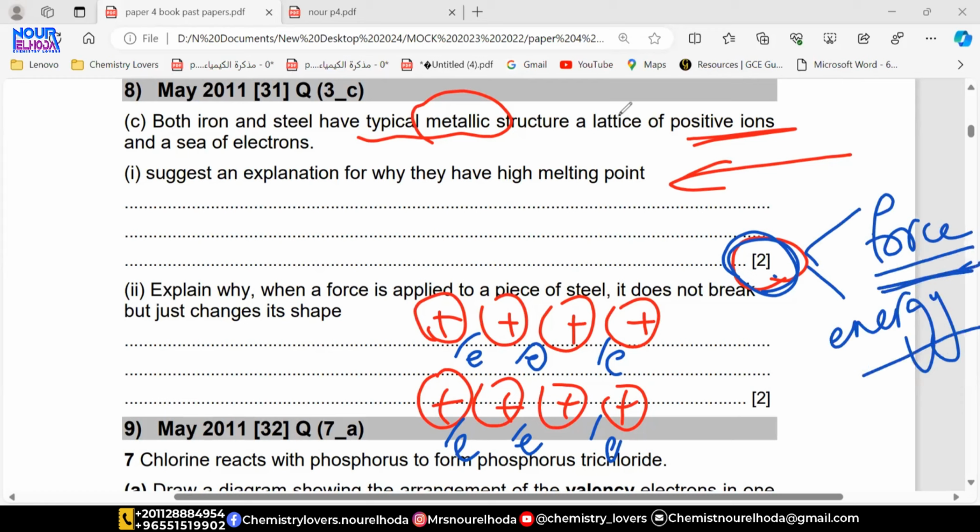But when you talk about the force, don't just say force. You need to say force of attraction. You need to say between what? Is it between positive ion and negative ion, or between positive ions and electrons? You need to say it as a full sentence. Since it's a positive ion, it's between positive ions and a sea of delocalized electrons. Type: so a large amount of energy is required to break the forces.